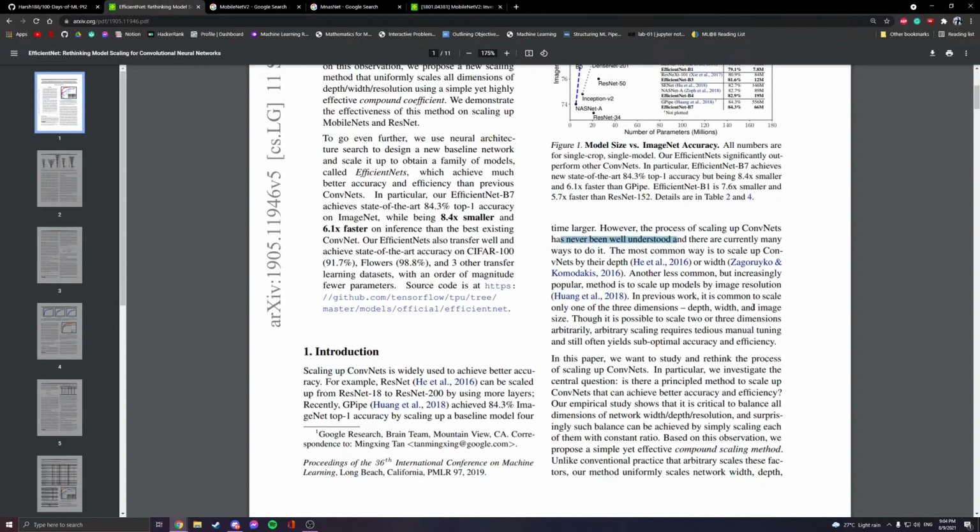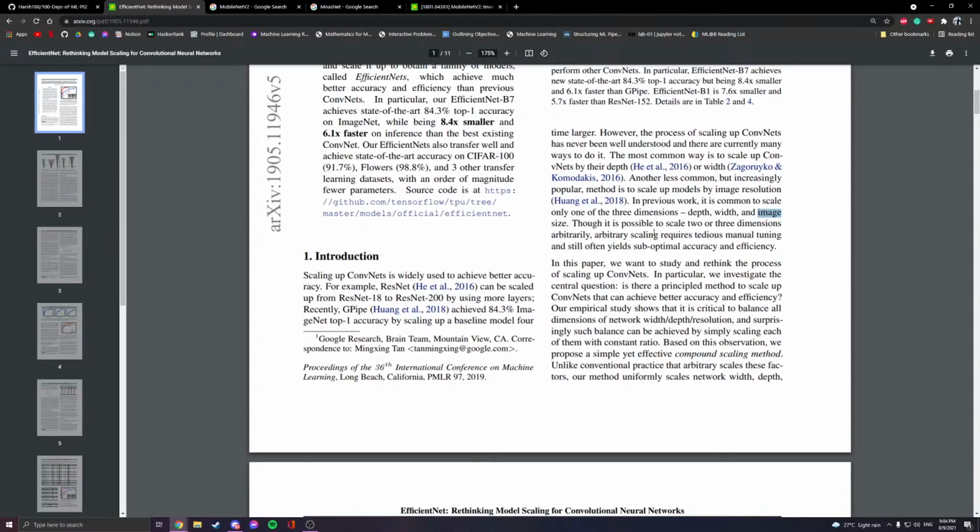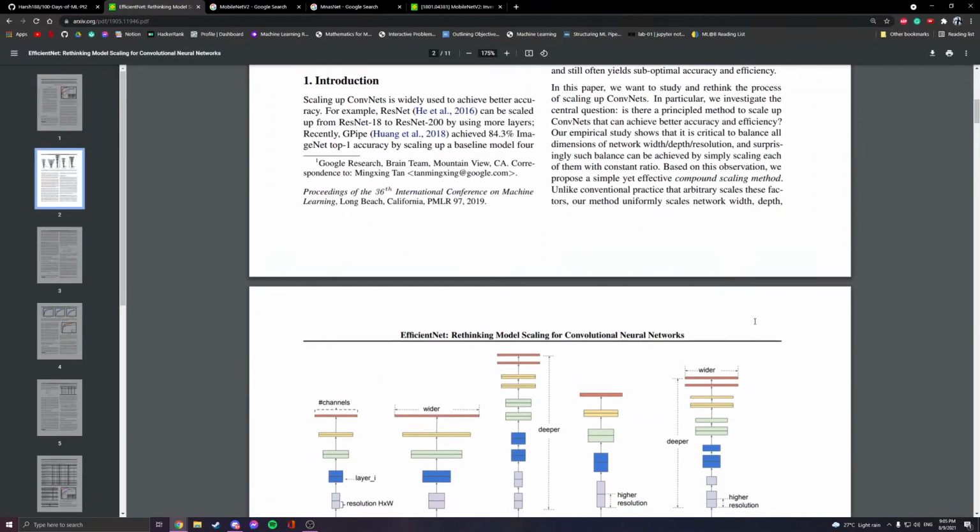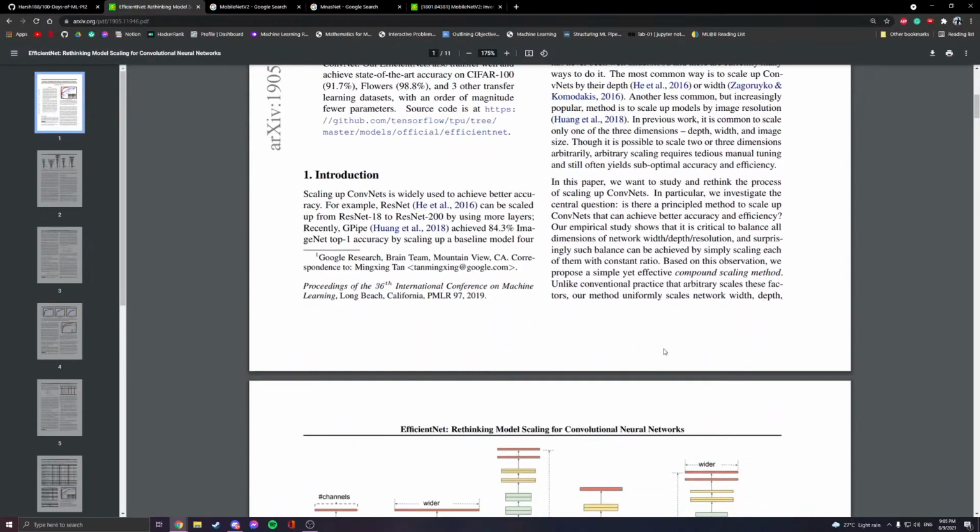They say that this process of scaling is not really well understood, and although there are ways to do it, one of the common ways is to scale one of the three dimensions, which are width, depth, and image size, which is represented by image resolution. But this scaling is technically done by manual tuning, and it's pretty tedious and inefficient, and leads to suboptimal accuracies or efficiencies. So what they propose in this paper is a solution to this problem, where they develop a compound scaling method to uniformly scale an arbitrary baseline model.